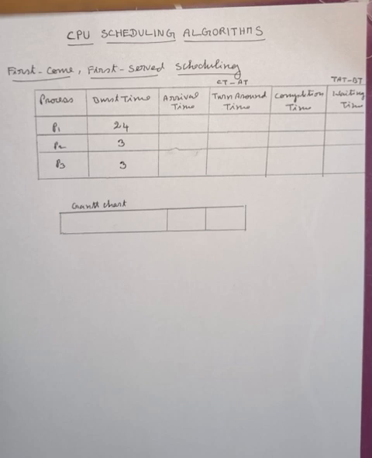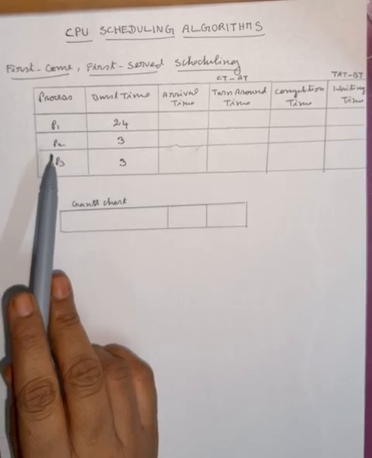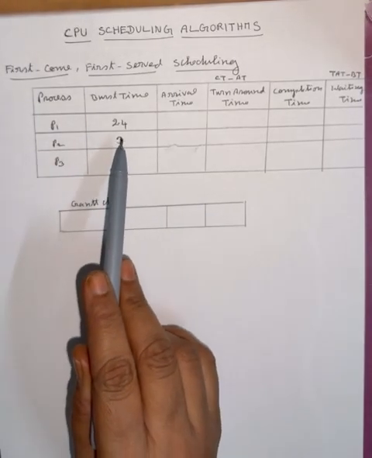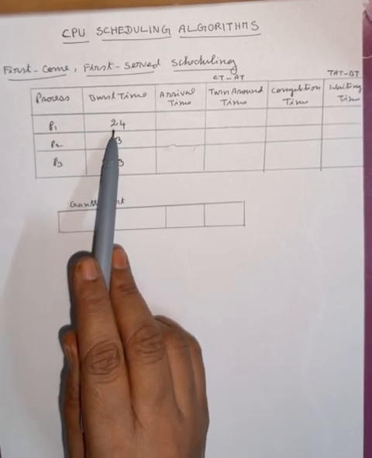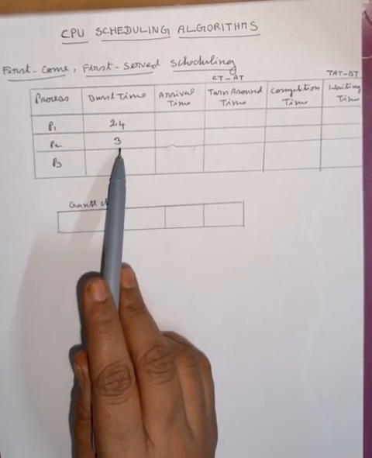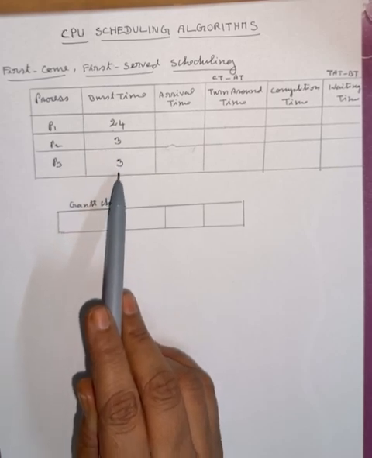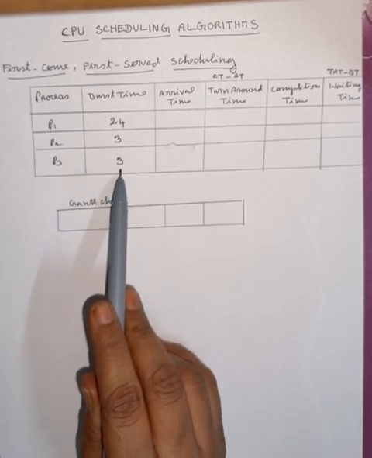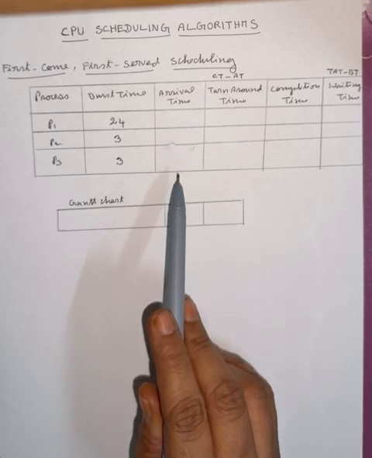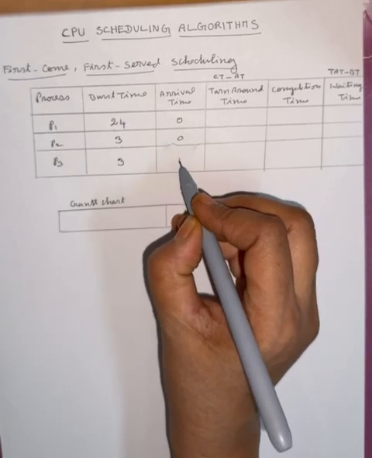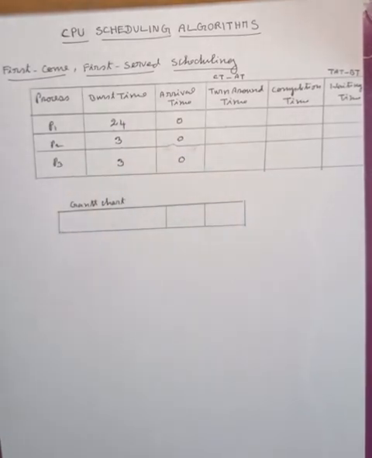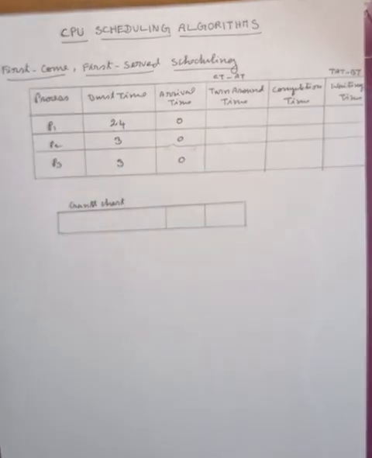Let's solve a problem using first come first served scheduling. We have three processes P1, P2, P3 and the burst time is given for the corresponding processes. The burst time of P1 is 24 milliseconds. For P2, its burst time is 3 milliseconds. For P3, the burst time is 3 milliseconds. Arrival time is not given in the problem, so we are going to consider all three processes arriving at the same time. At 0th millisecond, all three processes arrive and enter the ready queue.